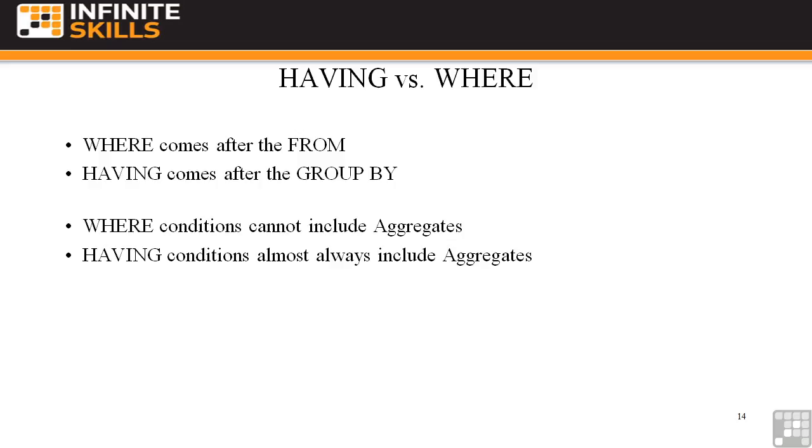Where conditions cannot include aggregates like the sum or average. Those summary functions, those are the aggregates. Cannot put them in a where clause. It will not work. It should give you a syntax error. It won't give you accurate results. The having conditions almost always include aggregates because our groups are usually about getting summary information for a group. So if we're going to limit those groups, we have to limit them looking at an aggregate, more often than not.